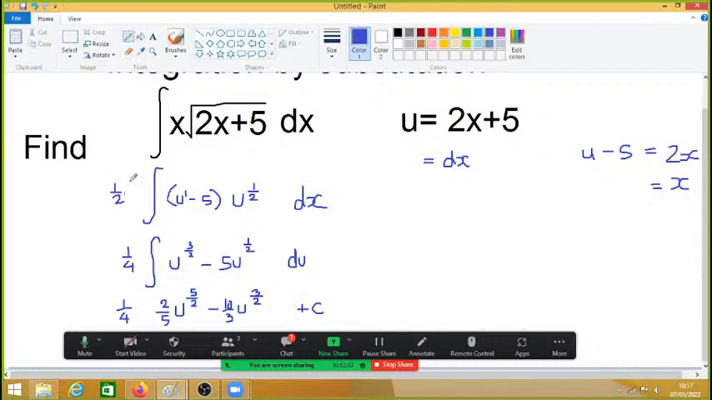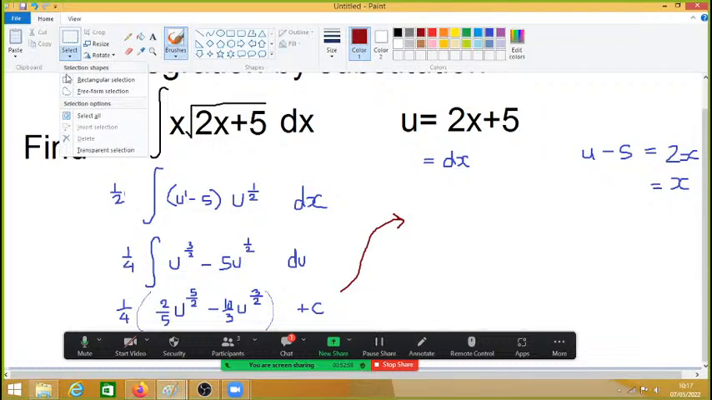I did forget when I took away the square brackets, so everything has to be times by a quarter as well. Okay, so now the only thing is to put back the u. The u is really 2x plus 5, so there's nothing too hard about that. We're just going to swap the u back for the 2x plus 5. So I'll take a copy of this and I'll just swap the u's and then we are done.